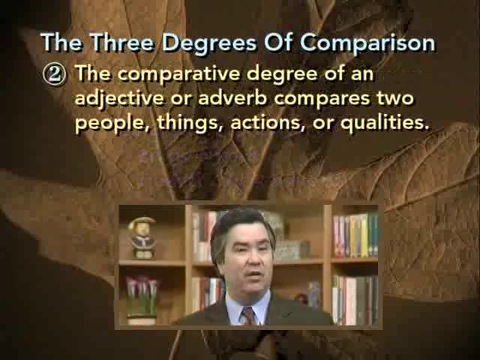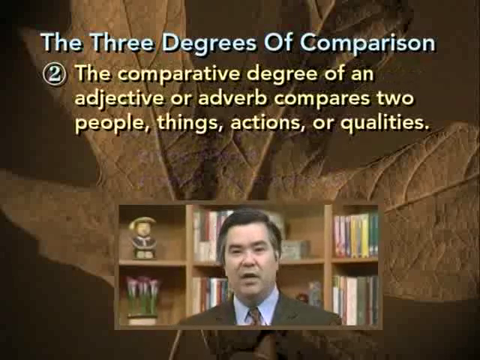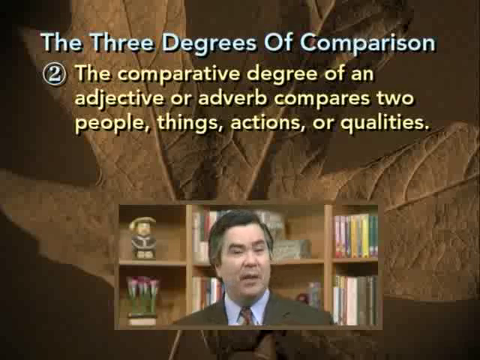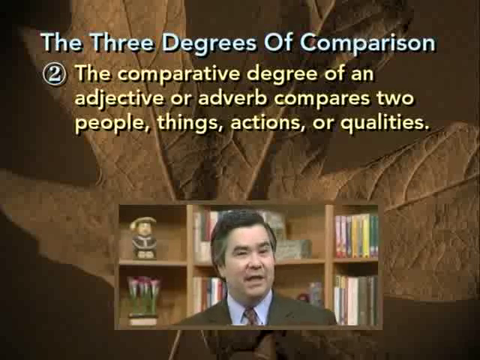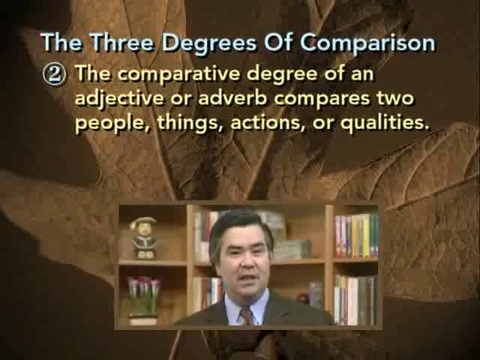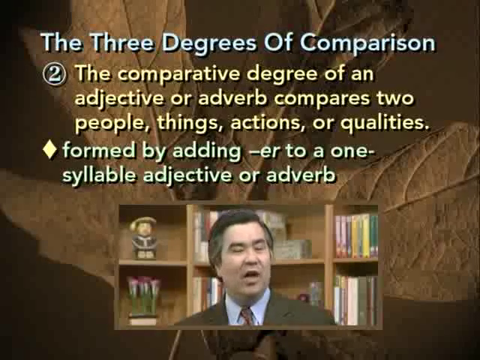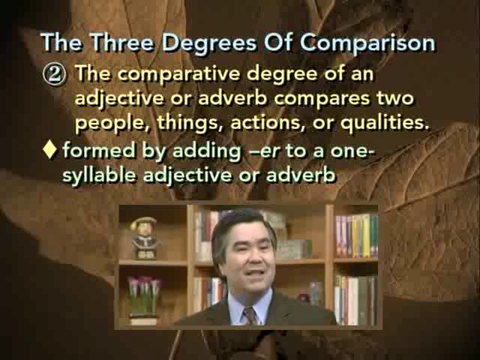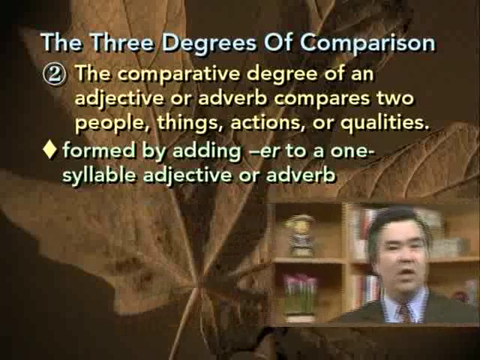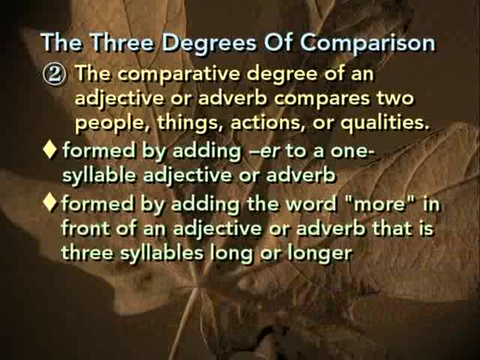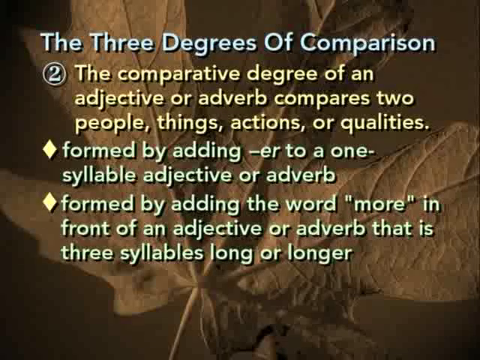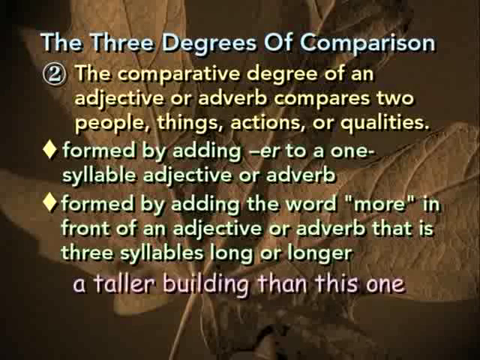Next, the comparative degree. The comparative degree of an adjective or adverb compares two people, things, actions, or qualities. It's formed in one of 2 ways. It can be formed by adding the letters ER onto a one-syllable adjective or adverb. Or it can be formed by adding the word more in front of an adjective or adverb that is 3 syllables long or longer. Let's take a look at some examples. A taller building than this one.